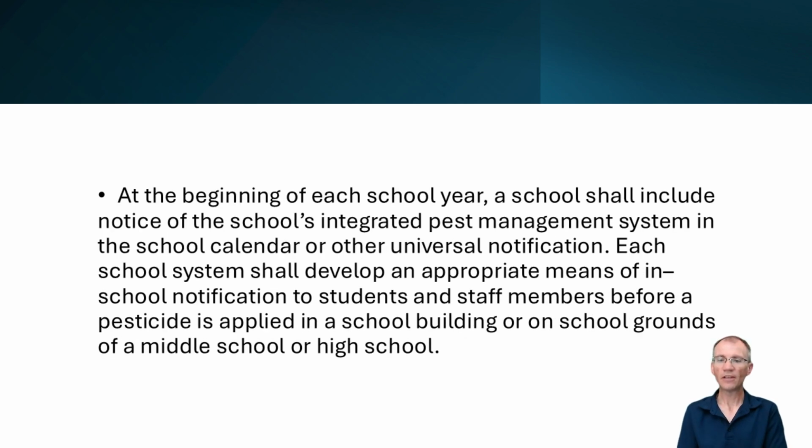At the beginning of each school year, a school shall include notice of the school's integrated pest management system in the school calendar or other universal notification. Each school system shall develop an appropriate means of in-school notification to students and staff members before a pesticide is applied in a school building or on school grounds of a middle school or high school.